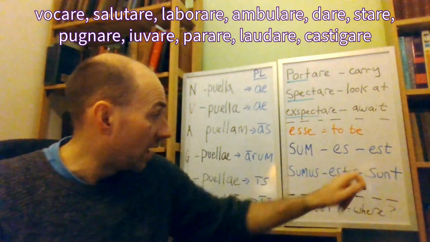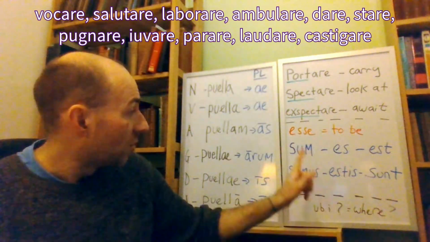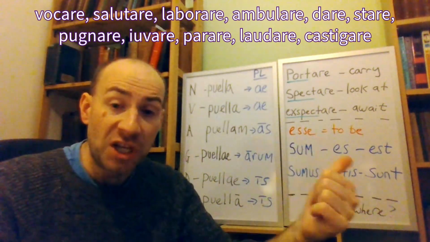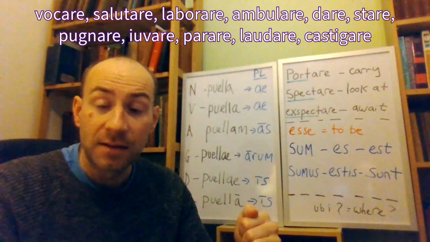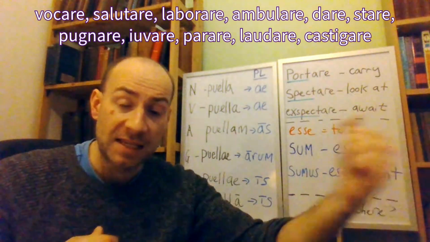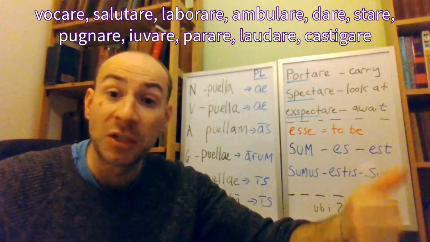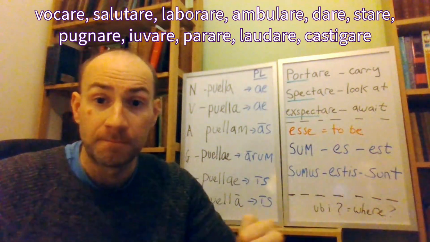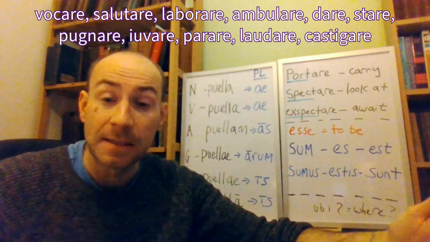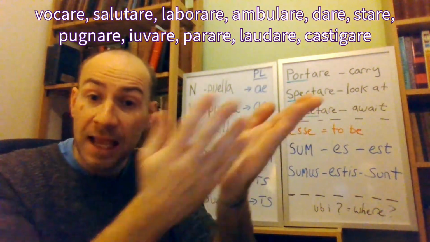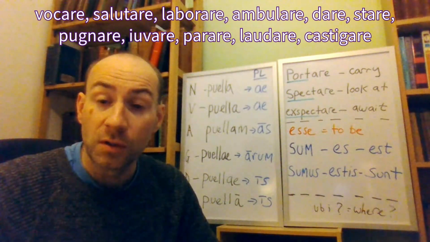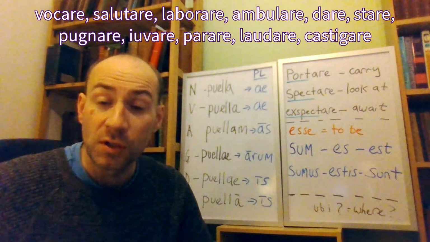So singular on the first line, plural on the second. We have sum, I am, ego sum, or just sum. You are, es. He, she is, or it is, est with a T. So sum, es, ego sum, tu es. Est. Marcus est, Julia est, Matrona est, Agricola est. Agricola est in villa. Matrona est in villa cum puellis. Sum, es, est. Plural. We are, you are plural, they. Sumus, estis, sunt.